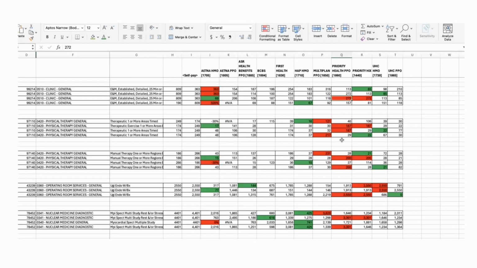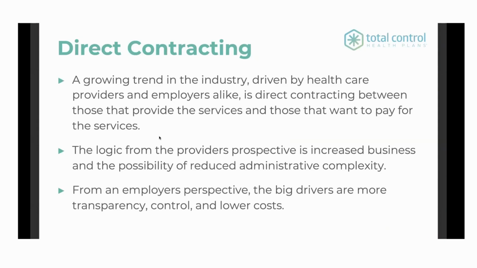All right, moving back. So if it's not the network, then what are we going to do? What's our alternative? Direct contracting. Let's say we're tired of the network concept and we want to try something different. Well, the next option we have is direct contracting. This is a growing trend in our industry, and it's driven from 2 different angles. Healthcare providers are open to the concept because it's far more efficient for them. And healthcare payers like employers are also very attracted to the idea for a number of different reasons.